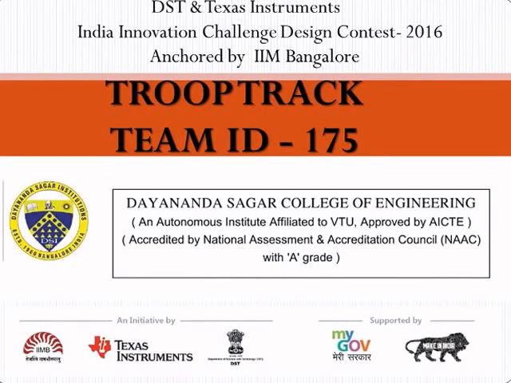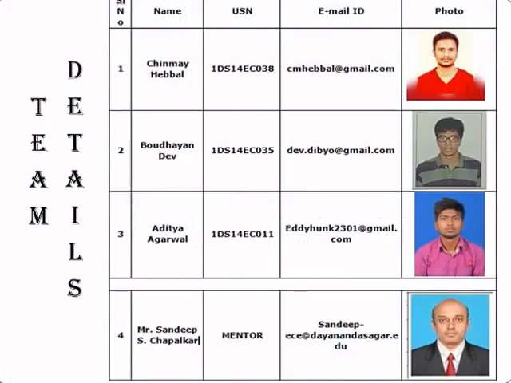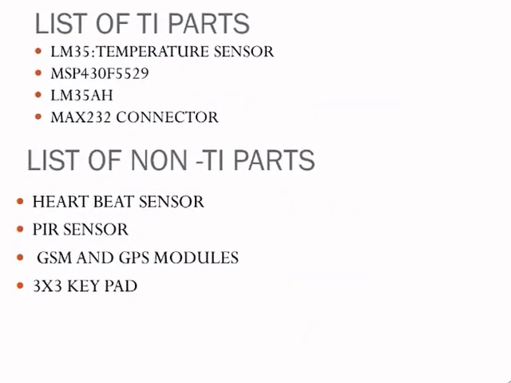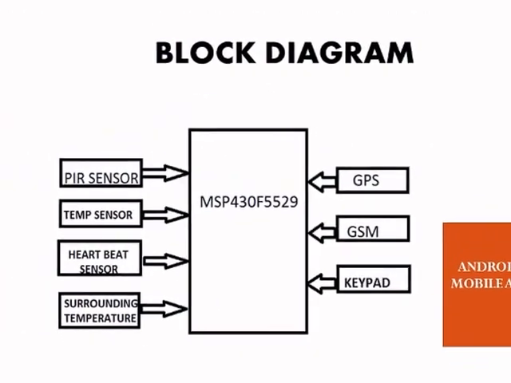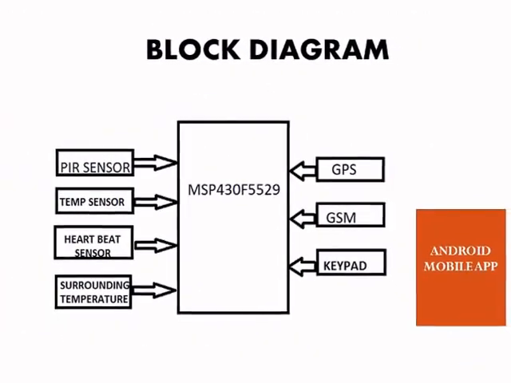This is our product, Troop Track. We are students from Dayansagar College of Engineering and this is our product demonstration video. These are team details, the list of the TI and the non-TI parts we have used in our prototype. This is our block diagram of the prototype integrated with the Android mobile app. Here is the product demonstration.